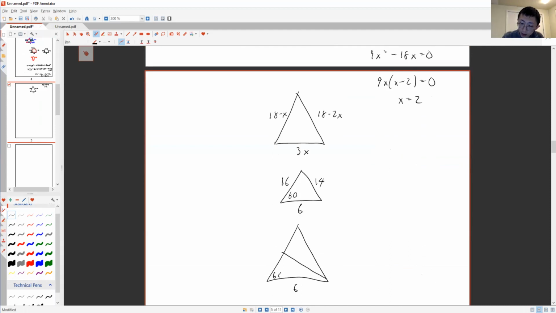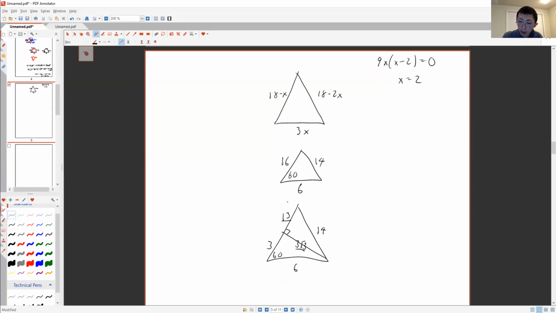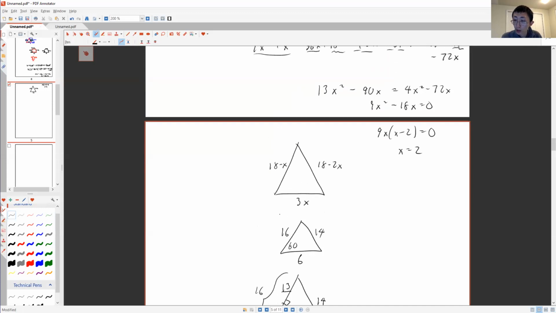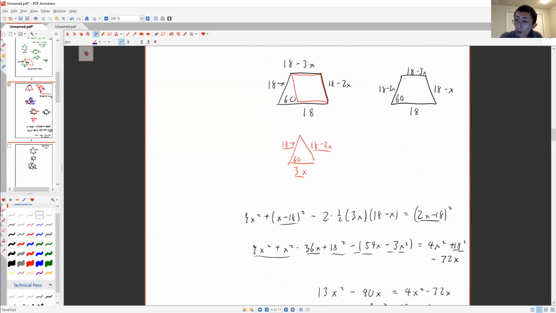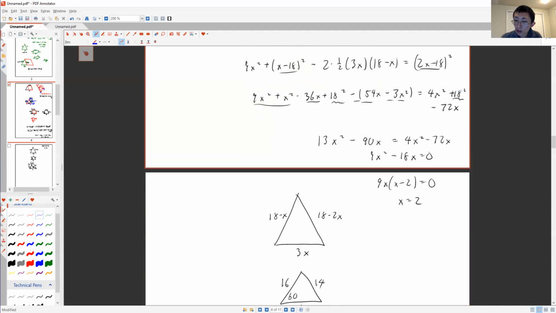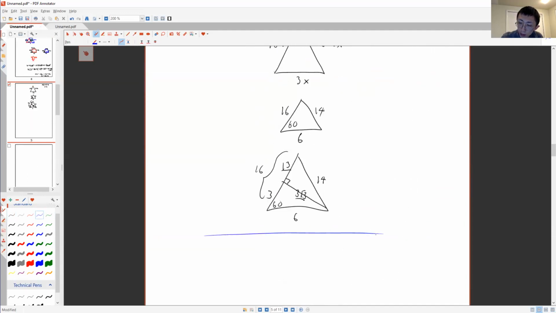This is 6, this is 60, this is 3, this is 13, this is 3 root 3. We can check that 169 plus 27 is 14 squared. So that seems fine. These add up to 16. And there's no triangle inequality issues. The other case we should check is this one. So here we remove a parallelogram again. Again, we get 3x and 18 minus x, 3x that is. And it's just the same thing, but the sides are a bit swapped.